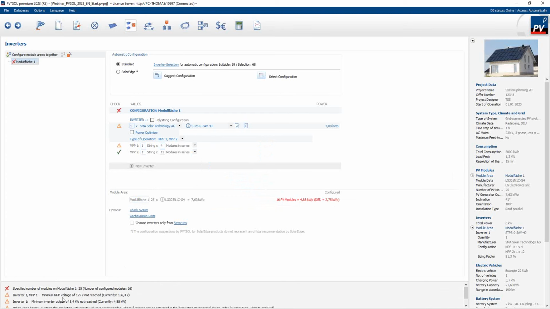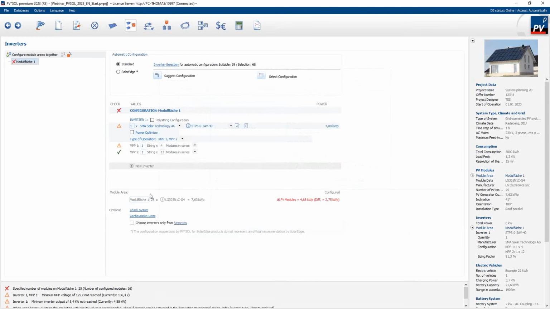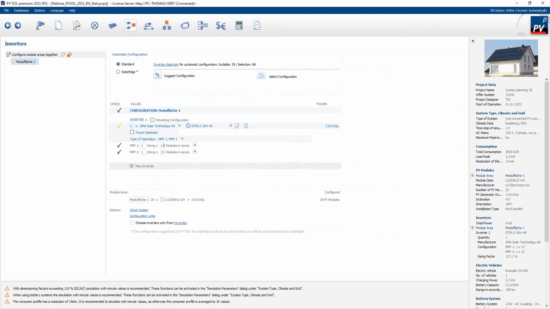And another problem is that we do not reach the MPP voltage range from 125 volts. We have only reached 106.4 volts. And if you click on this attention triangle, then you can see this is what we have reached, 106, and the design range starts at 125 volts up to 800 volts. So we need to change it back to 13, and then everything is fine.